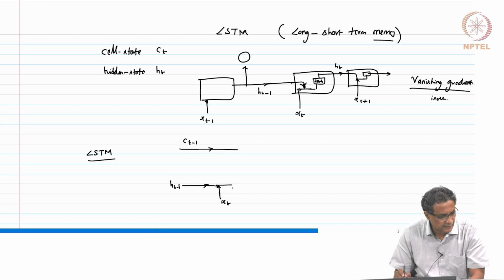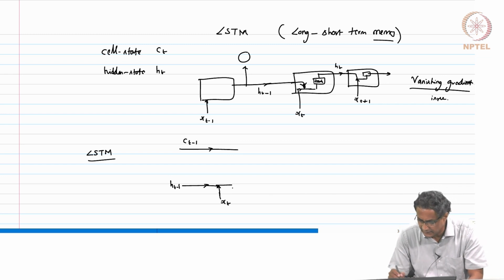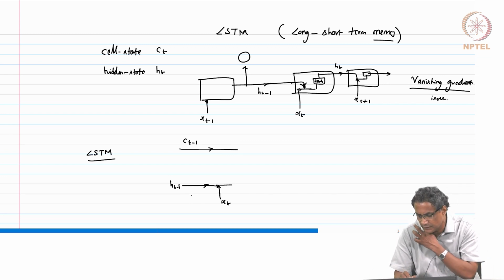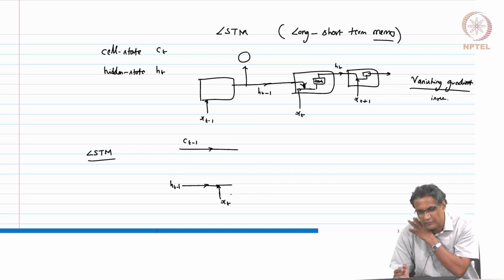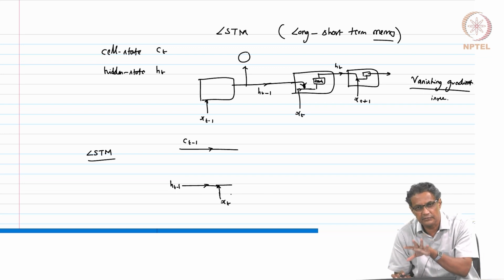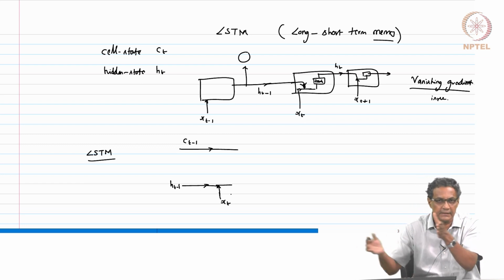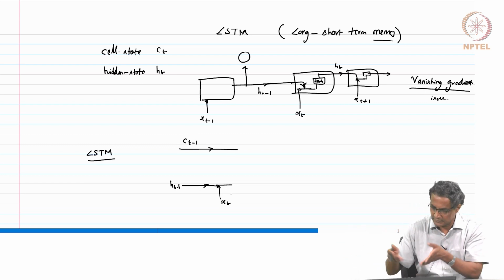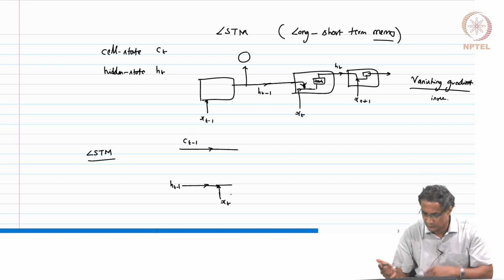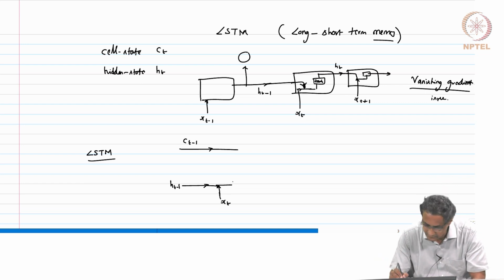The way people typically write this is they do a concatenation. It's all the same. Whether you do U times XT, we said U xt plus W ht minus 1, that's what we are using. Instead of that, you can write WF and then a concatenated ht minus 1 and xt. They're all equivalent. Then this is given to a sigmoidal neural layer.